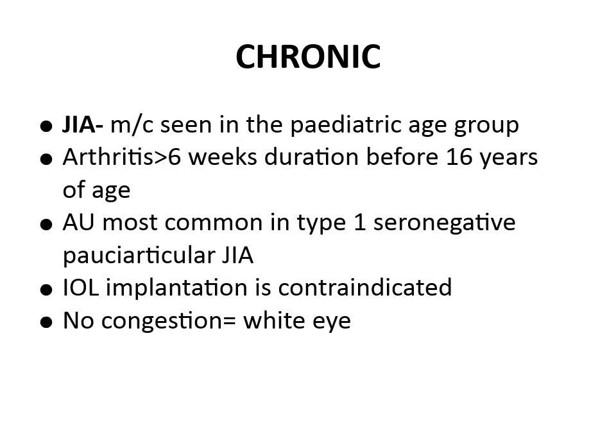Okay, so in this, the first condition which you'll have to remember is juvenile idiopathic arthritis. Now this is the most common disorder associated with anterior uveitis in the pediatric age group. And it is characterized by arthritis of greater than 6 weeks duration. Fine. So you should know that anterior uveitis is most common in type 1 seronegative pauciarticular juvenile idiopathic arthritis.